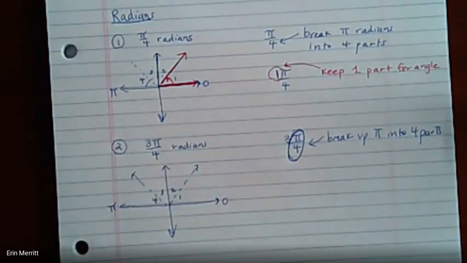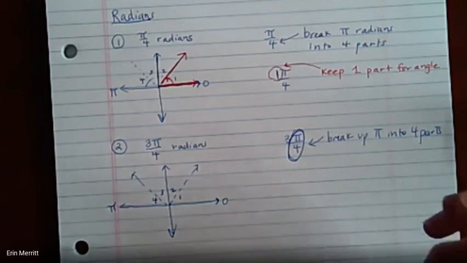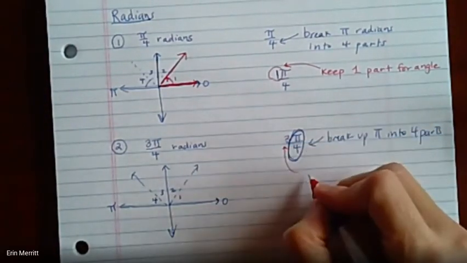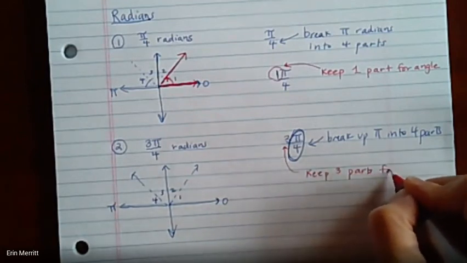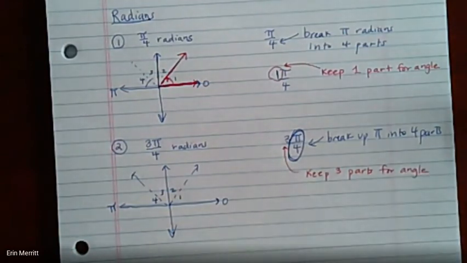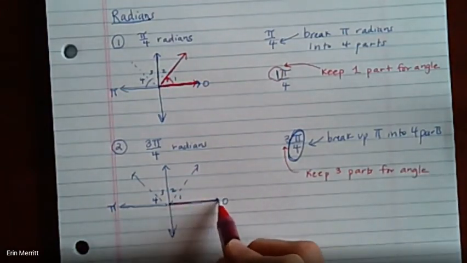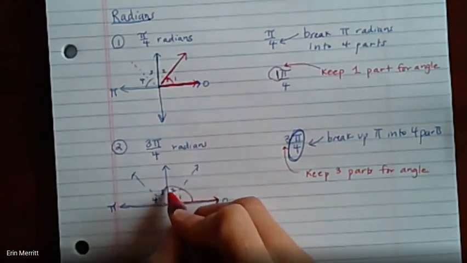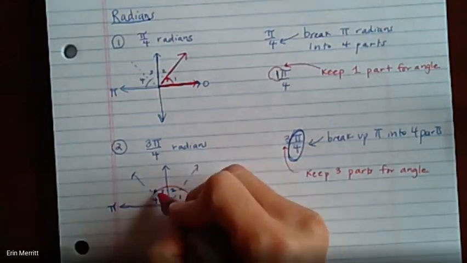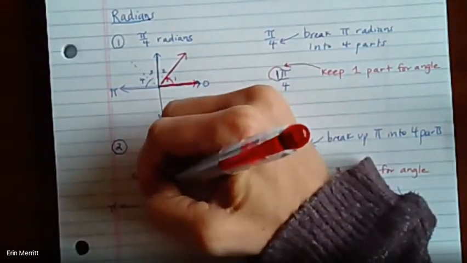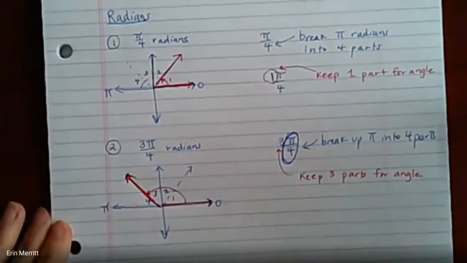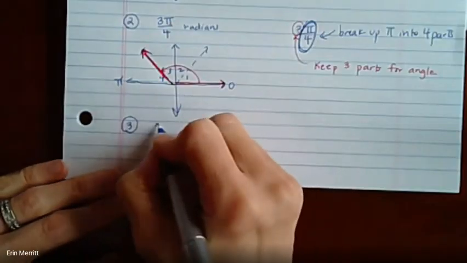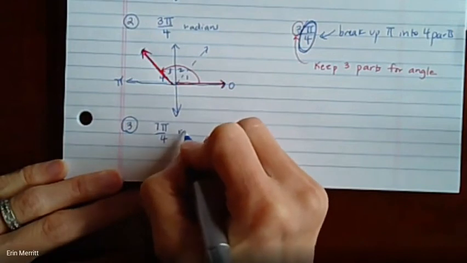But this time, now you've got a 3 out front. So what does the 3 mean? Well, the 3 in front means that we're going to keep 3 parts for the angle. So start at your x-axis, and we're going to rotate through 1, 2, 3 parts of it. And that's where you stop and draw the terminal side. So when you can see the comparison between the two, it makes it a little bit easier to understand the approach here. 7 pi over 4 radians.